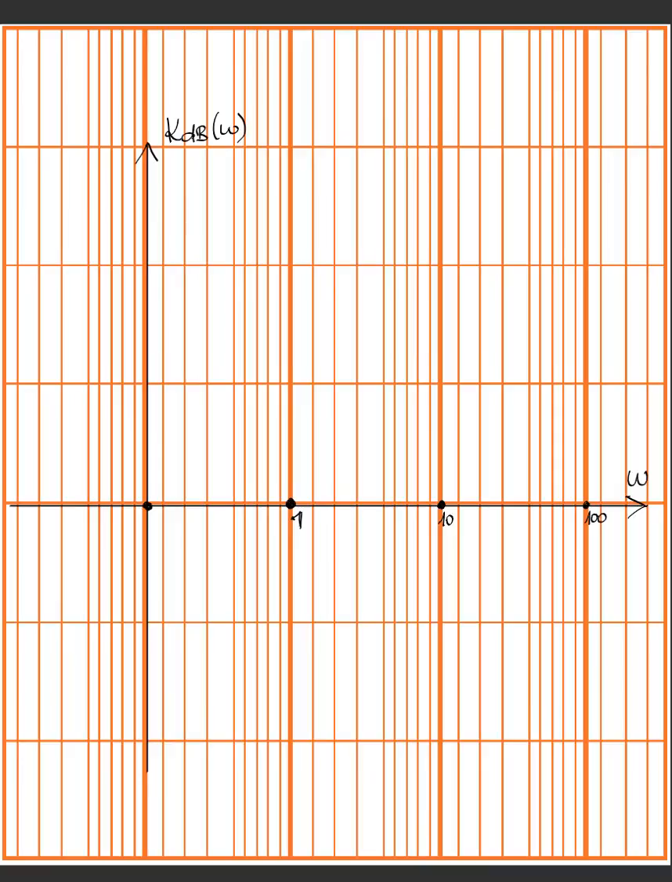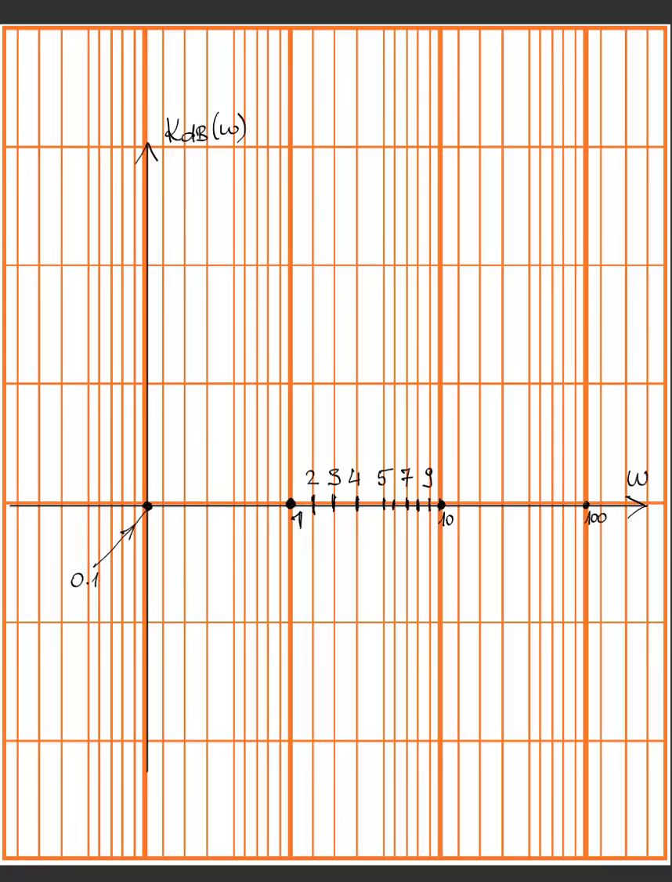This value is 0.1. So if it is true, we can say that this value is 2. This value is 3. This value is 4. This is 5. This is 6. This is 7. So the lines are becoming closer and closer. So this is 8. This is 9. And this one is 10.